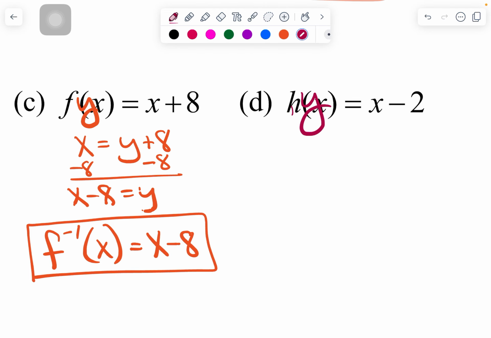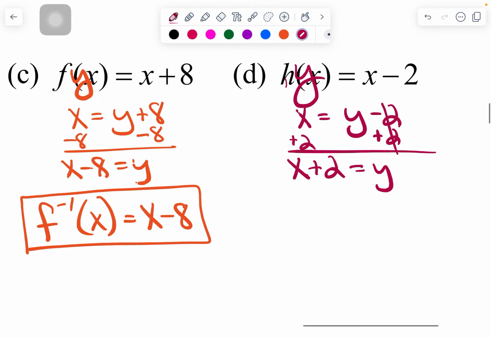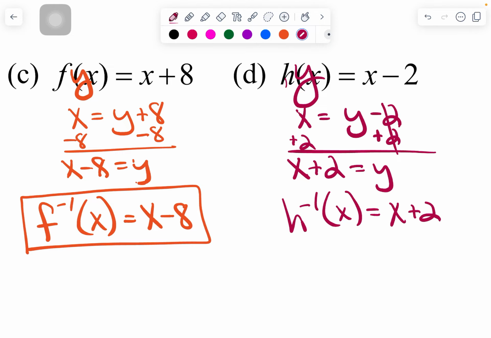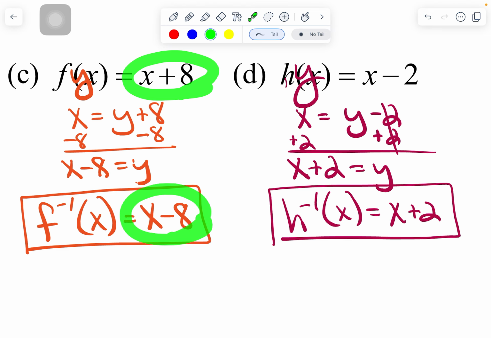All right, so where we have y, we're going to replace it with x. Where we've got x, we replace it with y. So y minus 2, we're going to add 2 to both sides. So x plus 2 is equal to y. And again, the function notation here is h inverse of x. We're going to go ahead and say that it's equal to x plus 2. So if you look at our original function here, we had x minus 2, it becomes x plus 2. The function here, x plus 8, becomes x minus 8.